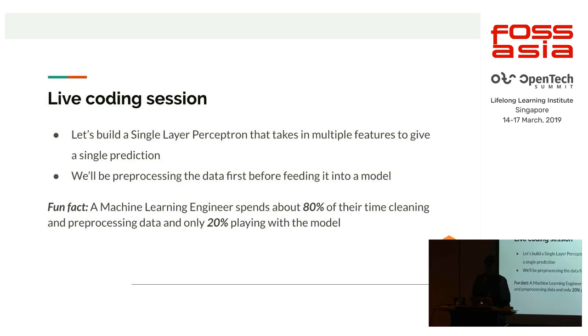So now we'll be using one such machine learning library where we're going to build a single-layer perceptron. We'll be pre-processing the data beforehand. The problem with machine learning is that a machine learning engineer usually spends about 80% of their time wrangling with the data, cleaning and cleansing it, such that they can spend 20% of their time feeding it into the model.